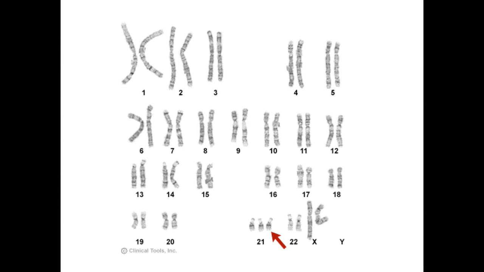So here you can see that this person has inherited 3 of the 21st chromosomes. This person would actually have Down syndrome. So more of a chromosome, more information, isn't necessarily a good thing.